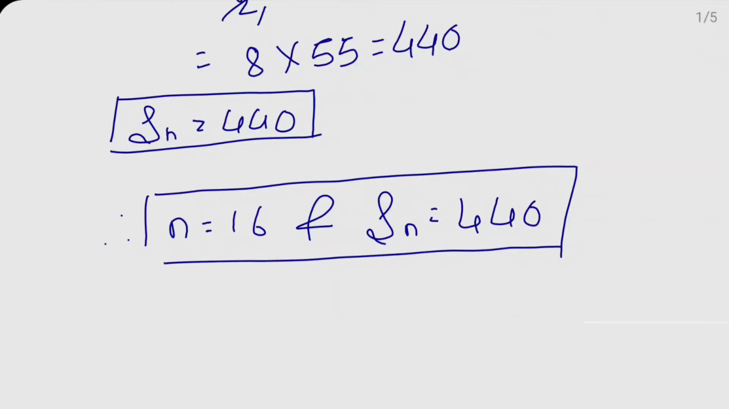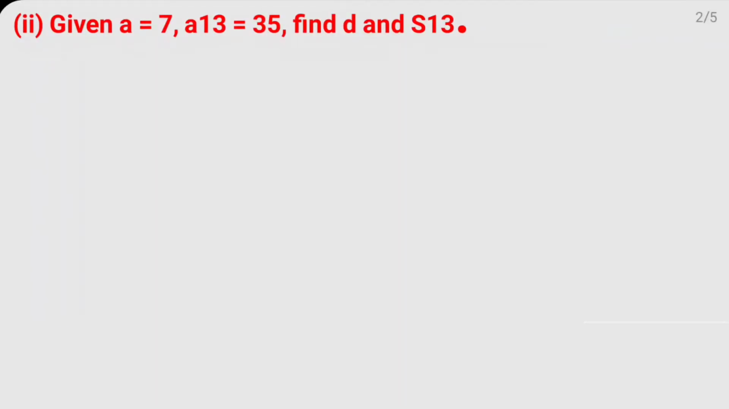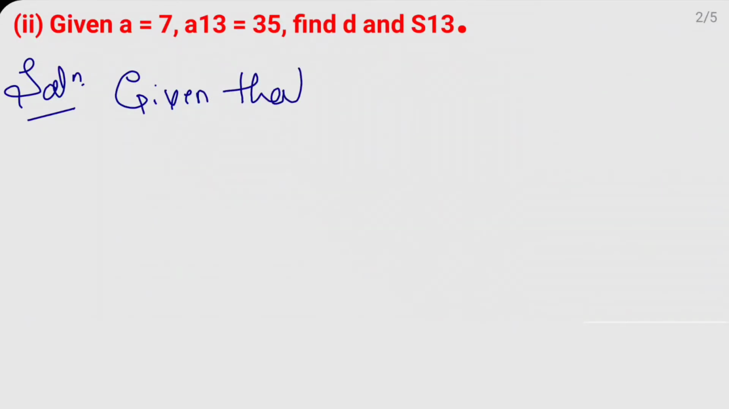Is it clear? Well students, look at the next question. a equal to 7 and a13 is 35. Find d and S13. So let me solve here. Solution. Given that a is 7 and a13 they given, a13 is 35, and here we want to find out common difference and sum of 13 terms. Is it clear?